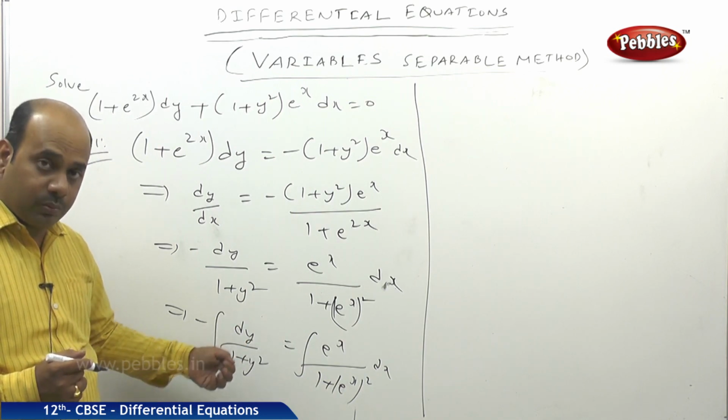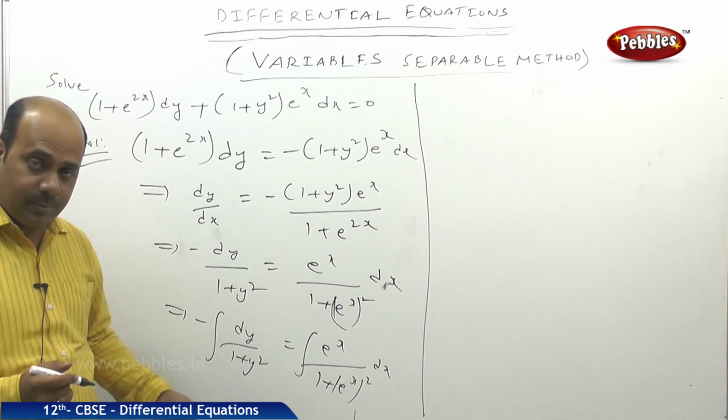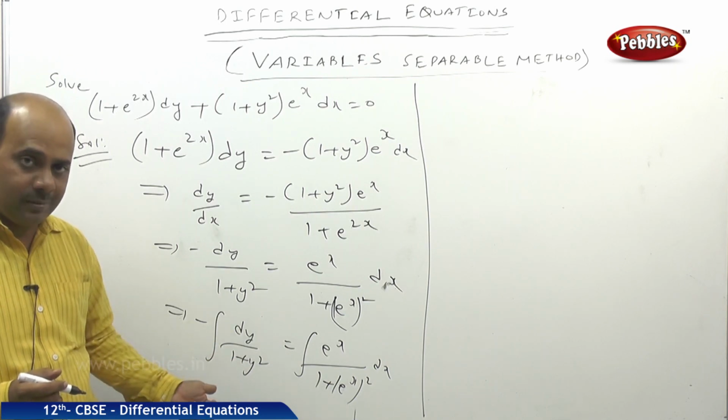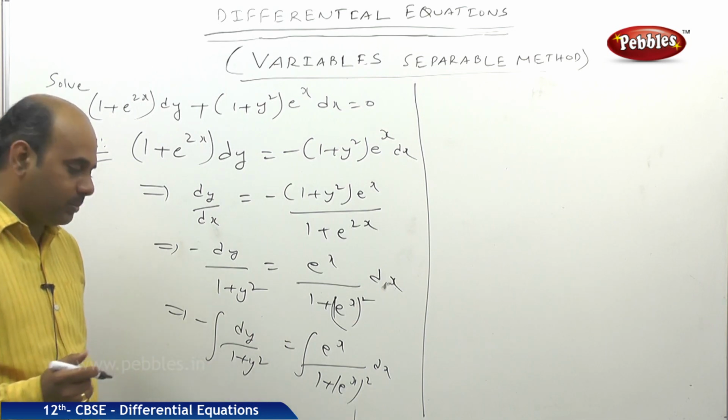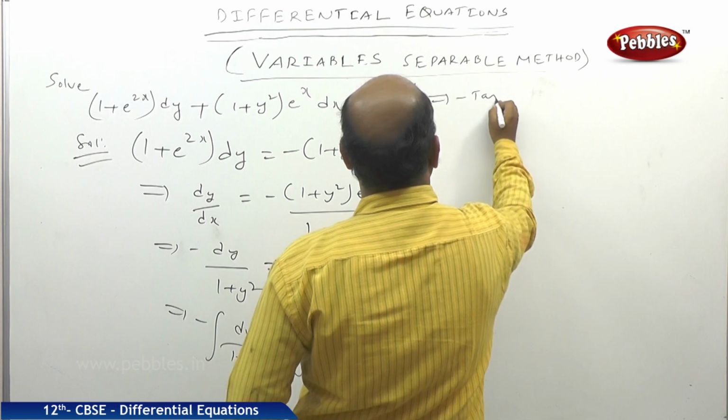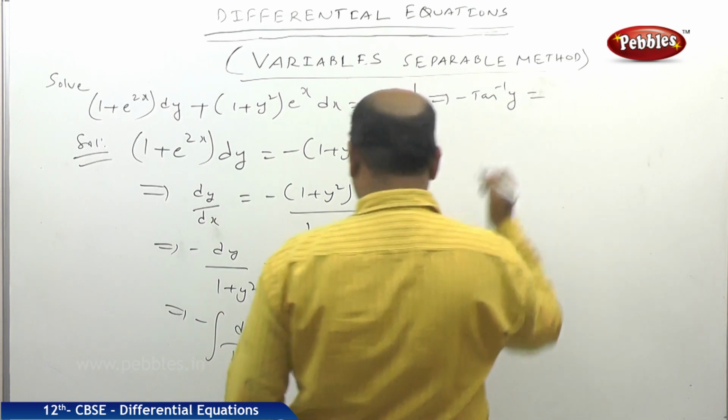Integral of dy by 1 plus y square is nothing but the integral of dx by 1 plus x square. It is looking like that only. So this is nothing but tan inverse y. As the minus sign is there, on the left-hand side I can write this as minus tan inverse y.